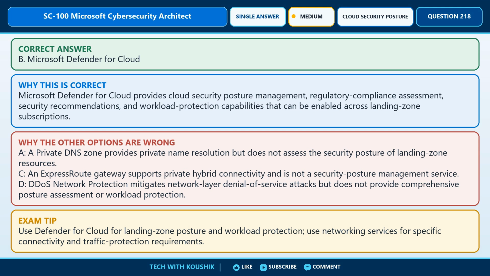A. A private DNS zone provides private name resolution but does not assess the security posture of landing zone resources. C. An ExpressRoute gateway supports private hybrid connectivity and is not a security posture management service. D. DDoS network protection mitigates network layer denial of service attacks but does not provide comprehensive posture assessment or workload protection. Exam tip. Use Defender for Cloud for landing zone posture and workload protection. Use networking services for specific connectivity and traffic protection requirements.